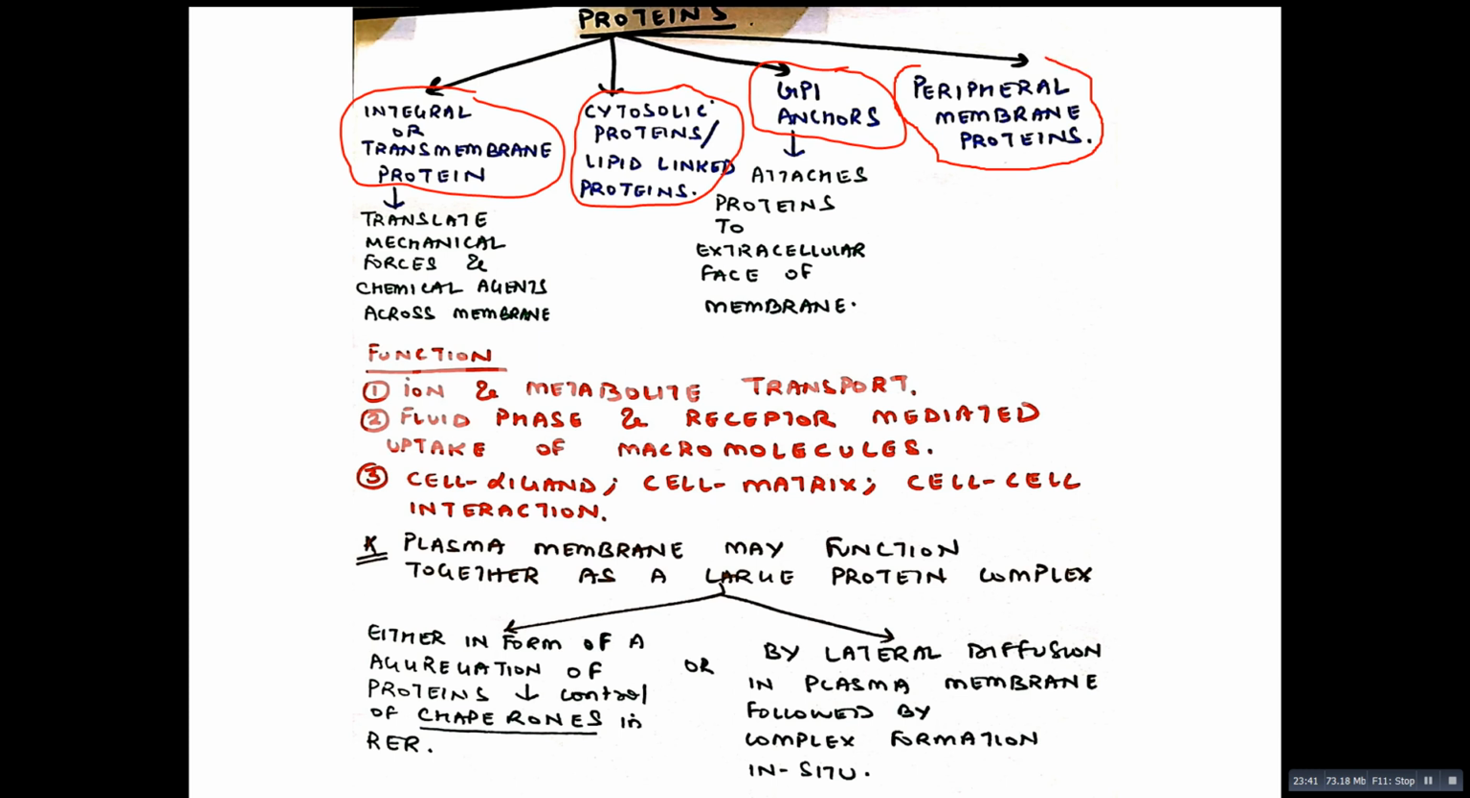Plasma membrane may function together as a large protein complex, either in the form of an aggregation of protein under the control of chaperones in rough endoplasmic reticulum. We will read about chaperones later. Chaperones are substances which have a role in protein folding. We will read about it in details later. And secondly, the plasma membrane may function together as a large protein complex by lateral diffusion in plasma membrane followed by complex formation in situ.